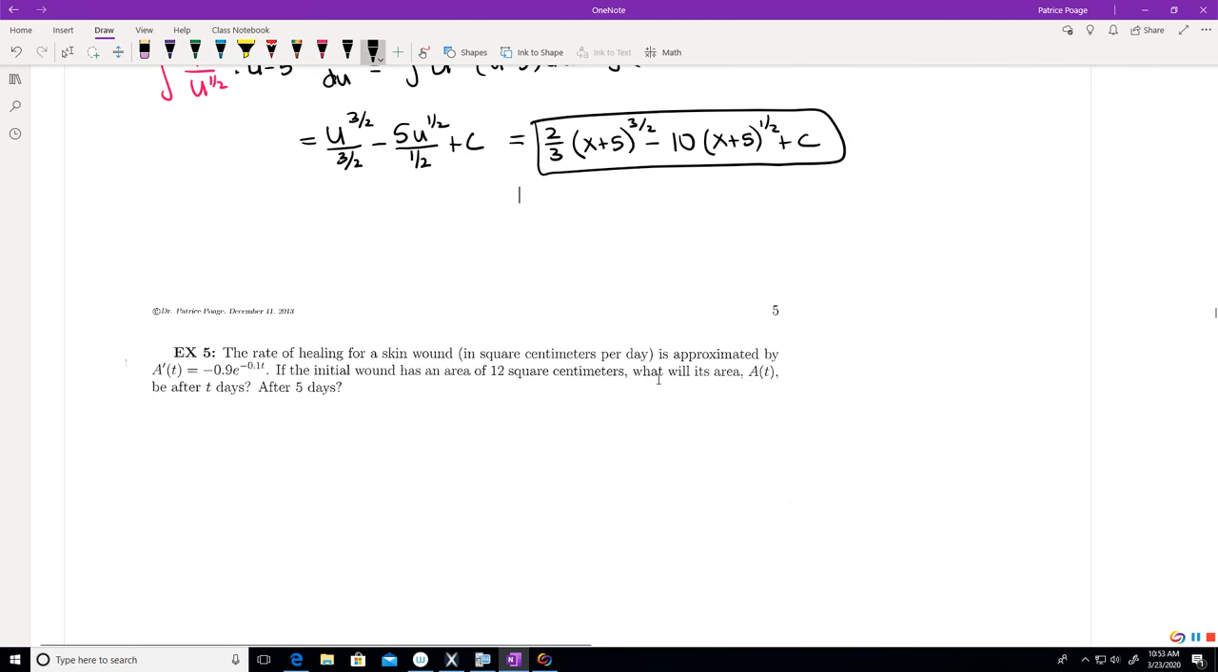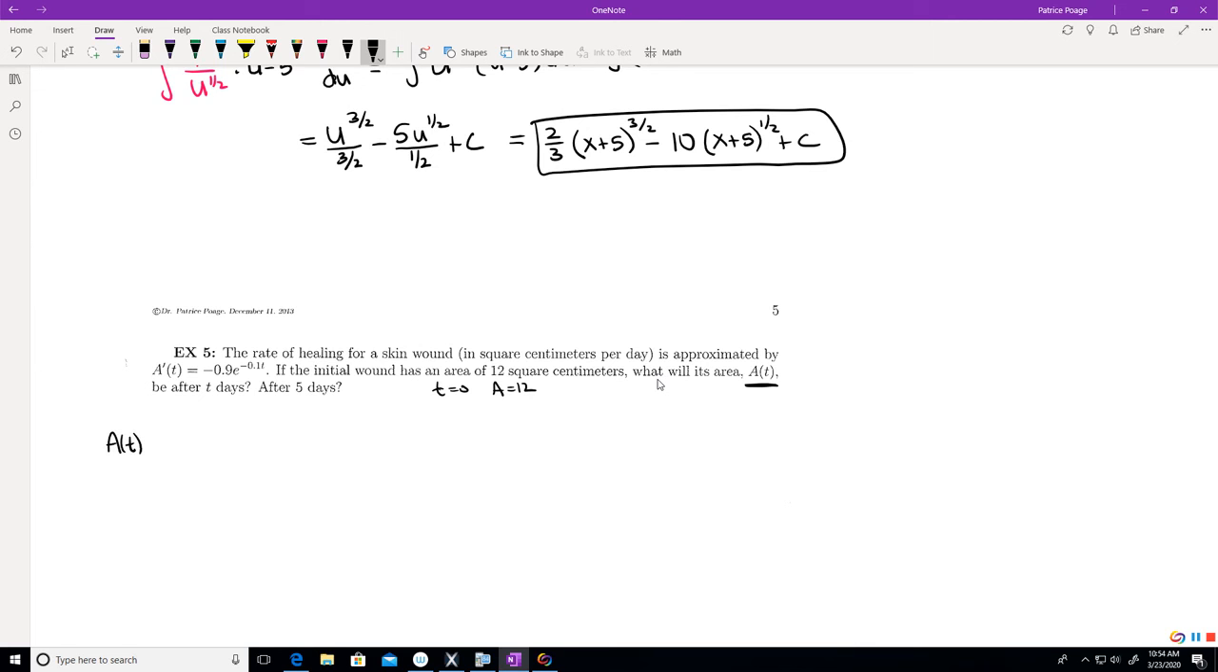So the rate of healing for a skin wound in square centimeters per day, yeah, that's kind of gross, is approximated by that derivative right there. If the initial wound has an area of 12 square centimeters, what will its area, A of t, be after t days? So it's saying initially, at time 0, the area was 12 square centimeters. So it gave us a point, basically. So we first want to find the original function, the area function.